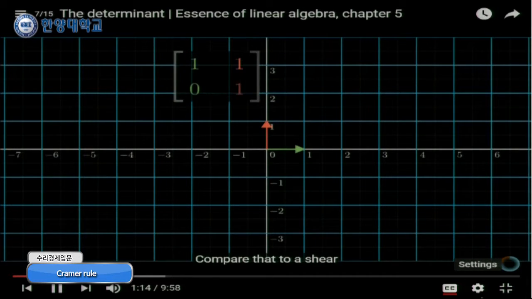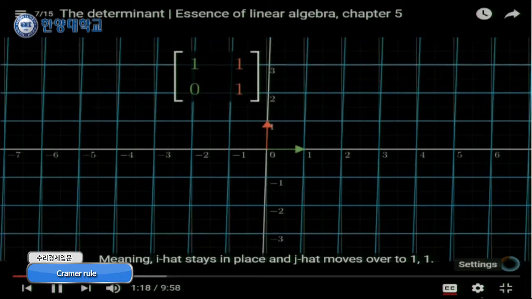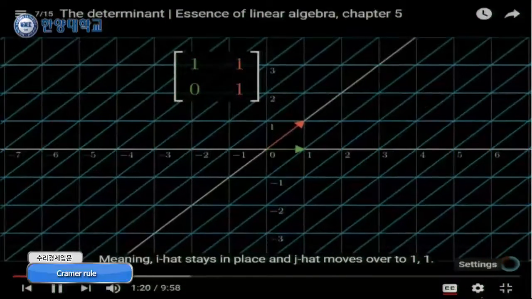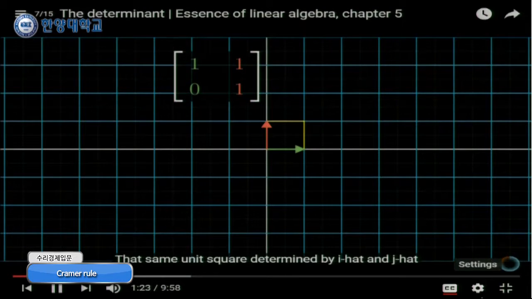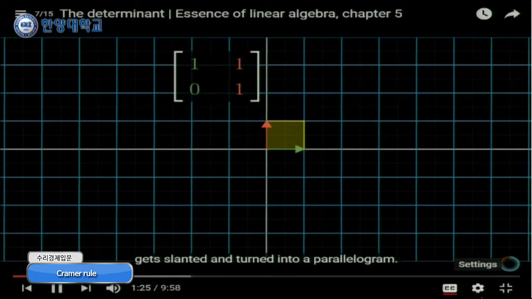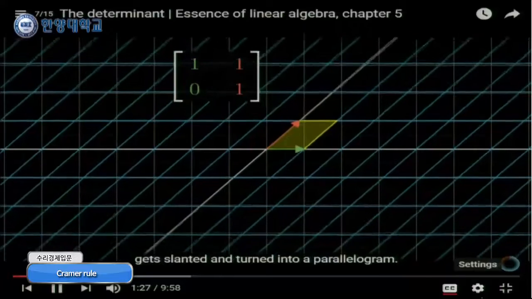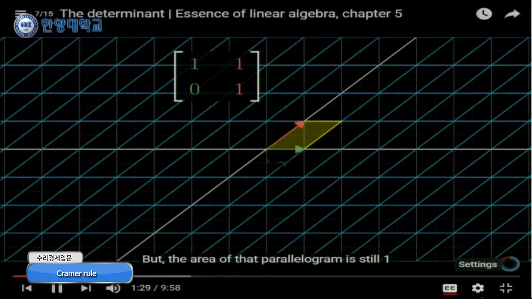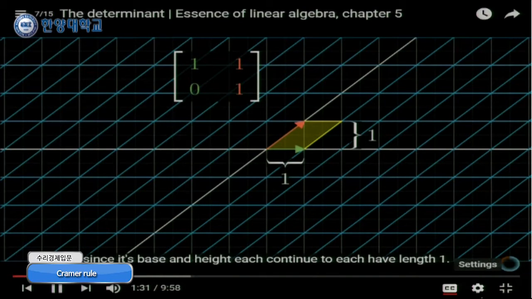Compare that to a shear, whose matrix has columns 1, 0 and 1, 1, meaning i hat stays in place and j hat moves over to 1, 1. That same unit square, determined by i hat and j hat, gets slanted and turned into a parallelogram. But the area of that parallelogram is still 1, since its base and height each continue to have length 1.